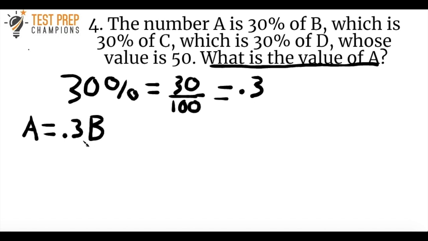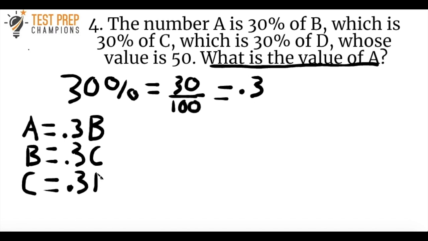So we know that A is equal to 0.3 times B. And it says, which is 30% of C. So B is 30% of C. In other words, B is equal to 0.3 times C, which is 30% of D. That part of the question tells us that C is equal to 30% of D. So C is equal to 0.3 times D. And we do know what D is, right? It says whose value is 50. So that means D is equal to 50.